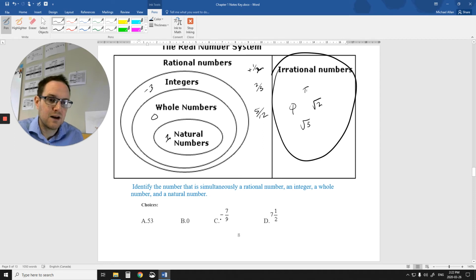0, -7/9. It's a multiple choice question, but you can think about all the different sets that these could be in. I could throw in a different one over here, like pi. Which sets does that belong to as well?